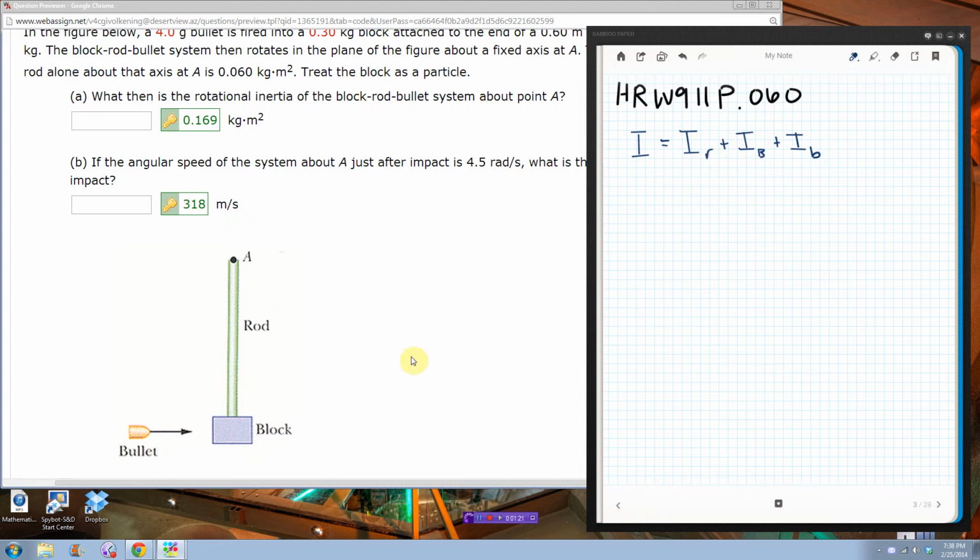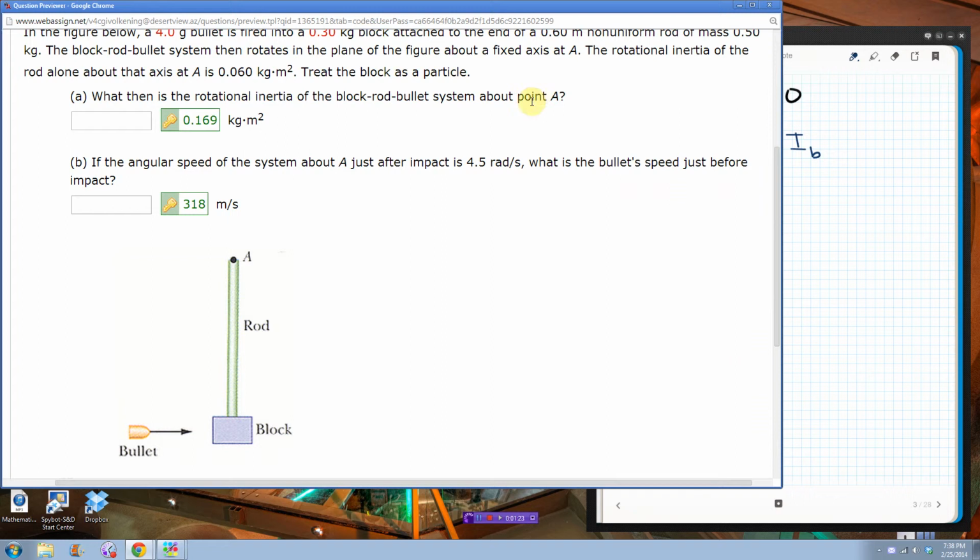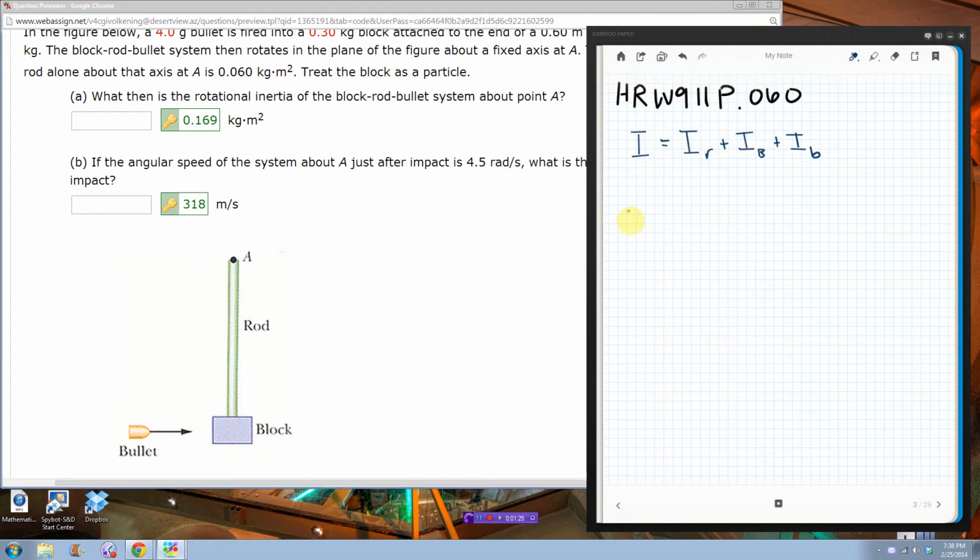So IB, the block, they said to treat it as a particle. For any particle, rotational inertia is just mr squared, okay? So we just need to put in the m of the block and the r of the block, and then we should be fine.